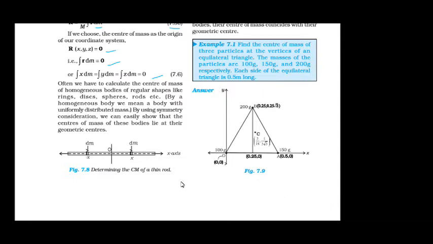Now let us find out the center of mass of a thin rod which is lying on the x-axis.